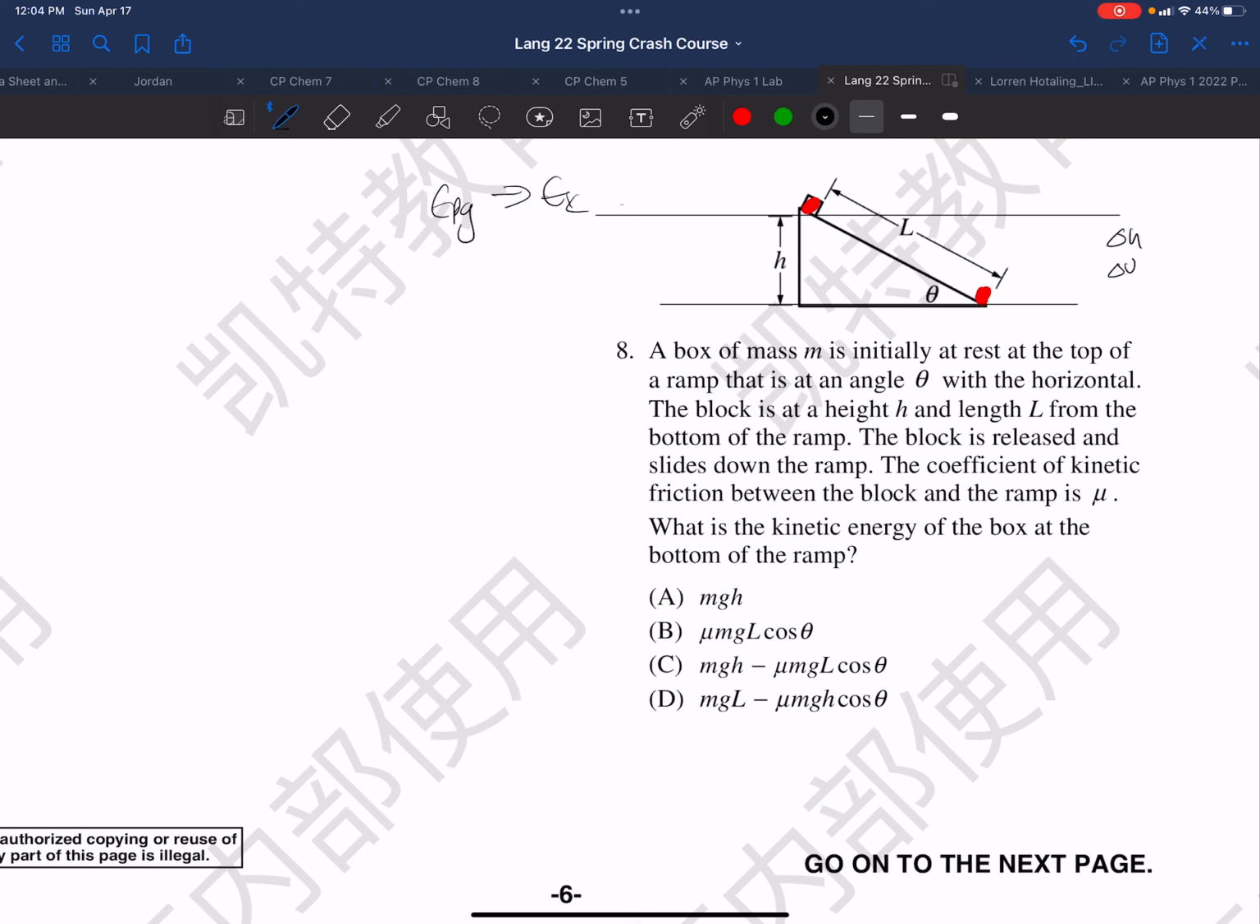So we say it's, of course, initially at rest. It's at a height h, distance L, coefficient of kinetic friction. So there is friction. What is the kinetic energy of the box at the bottom of the ramp?